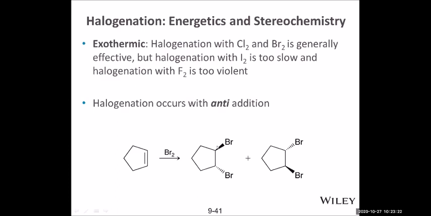Because of the stereochemistry, the stereoisomer for this dibromocyclopentane is an anti-isomer. It can be either this way or this way. These two are mirror images of each other, so it's a pair of enantiomers. And so we have the anti-addition.